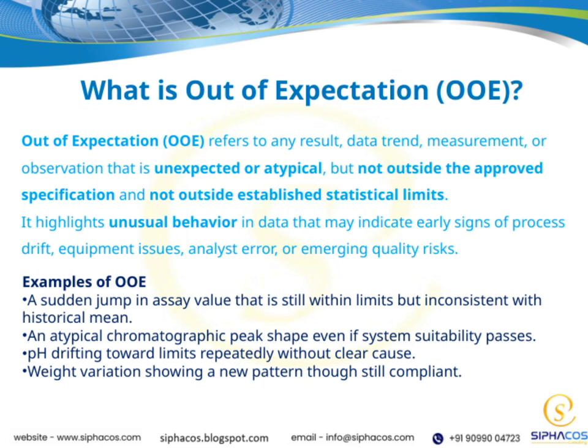So, in essence, out of expectation refers to any data point or trend that's unexpected or unusual, but still within our defined specifications. It's a critical indicator because these signals can hint at underlying risks, like process drift, equipment problems, or human errors, that we need to catch early. Recognizing OOE helps us maintain control and ensure consistent quality throughout our operations.